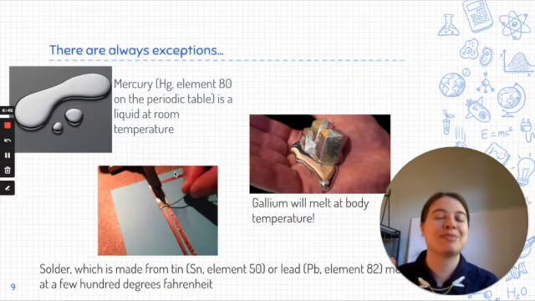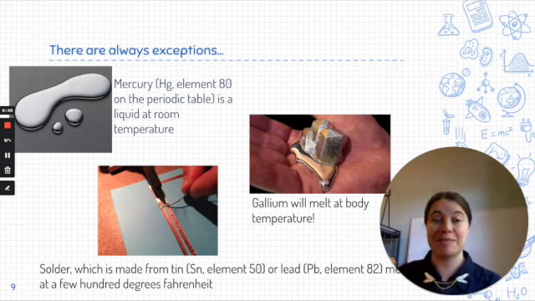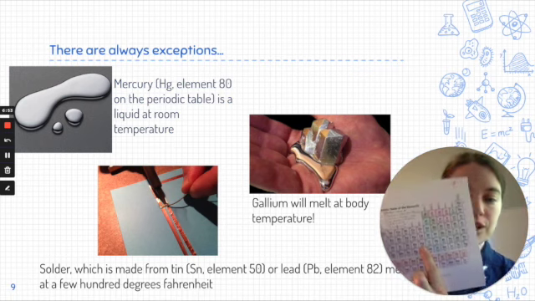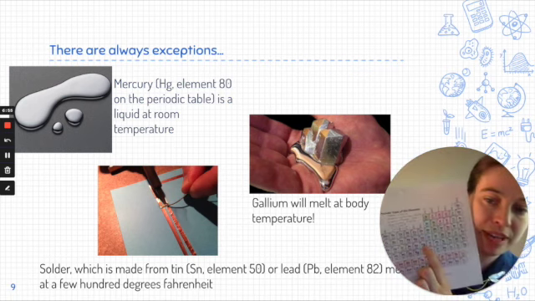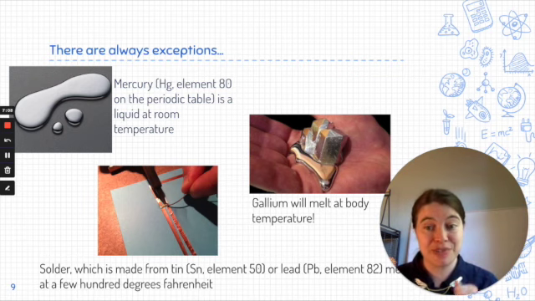Now, of course, as with anything I tell you in this class, there are going to be exceptions. So, for example, mercury, which has the symbol Hg, is element number 80 on your periodic table. It is right here, Hg, mercury. Mercury is actually a liquid at room temperature. So at room temperature, mercury is a liquid. It will create this beautiful silvery liquid, super toxic, so definitely don't play with mercury.